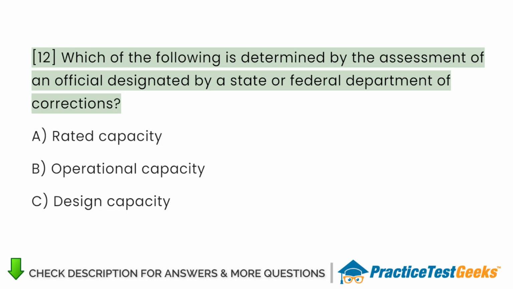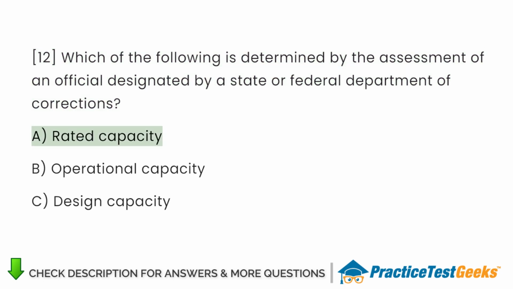Which of the following is determined by the assessment of an official designated by a state or federal Department of Corrections? A. Rated capacity. B. Operational capacity. C. Design capacity.